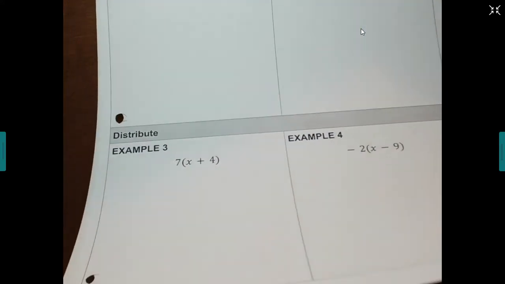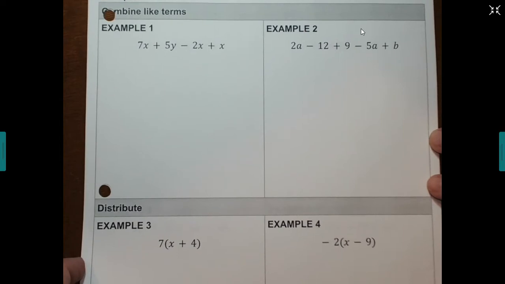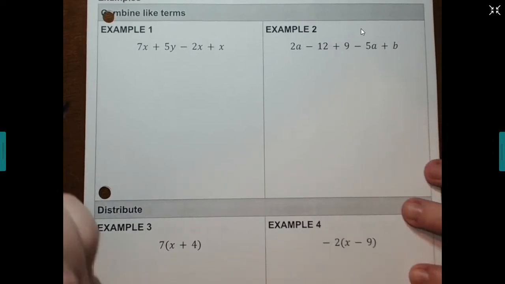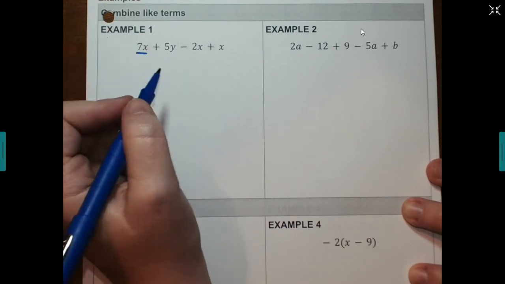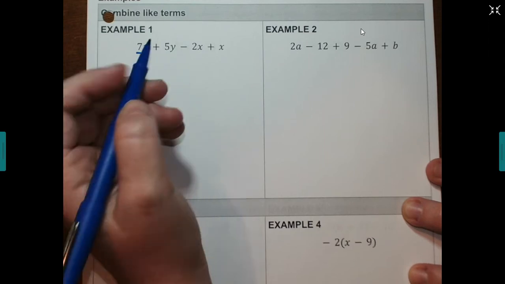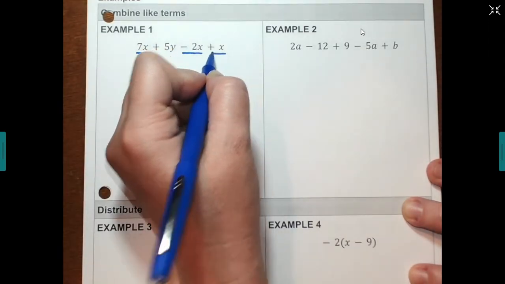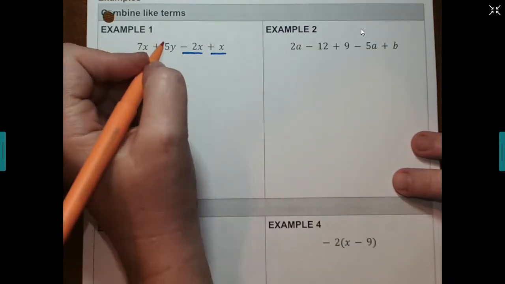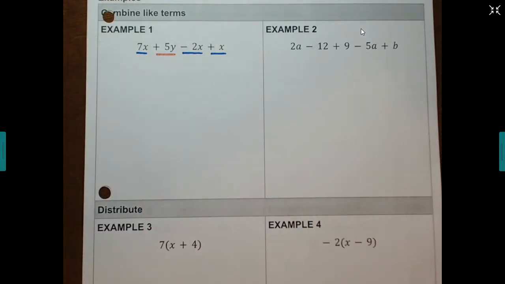Okay. We're going to do some examples. Do some combining like terms examples pretty quickly because, again, this is a review. So let's say we have 7x. Do I have any other x's in here? Oh, I see a negative 2x, and I see a positive x. Okay? Some of you guys may already see it. Give it a second. And then there's a 5y.